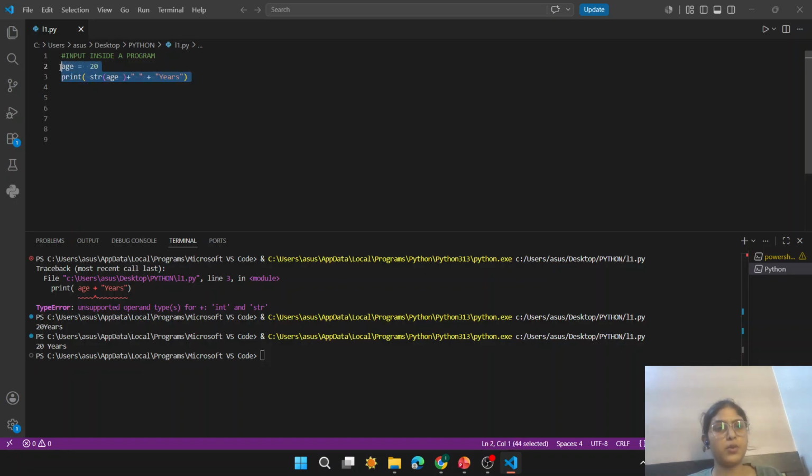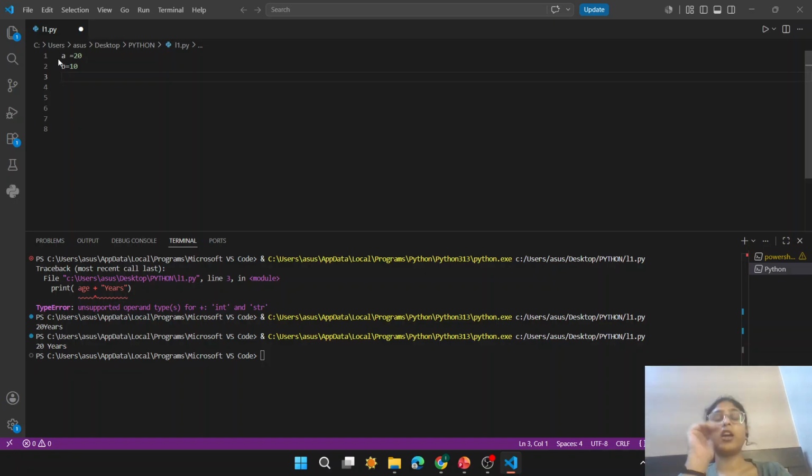Now let me ask you one more question. Suppose I write A equals 20, B equals 10. Can the computer automatically tell the answer of 10 plus 20 if I just write it like that? Or if I print A and B, would they give me the answer 30? No. It is simply for storing the values. It will do nothing more than storing the values. But what if we want calculation? We need something called operators.